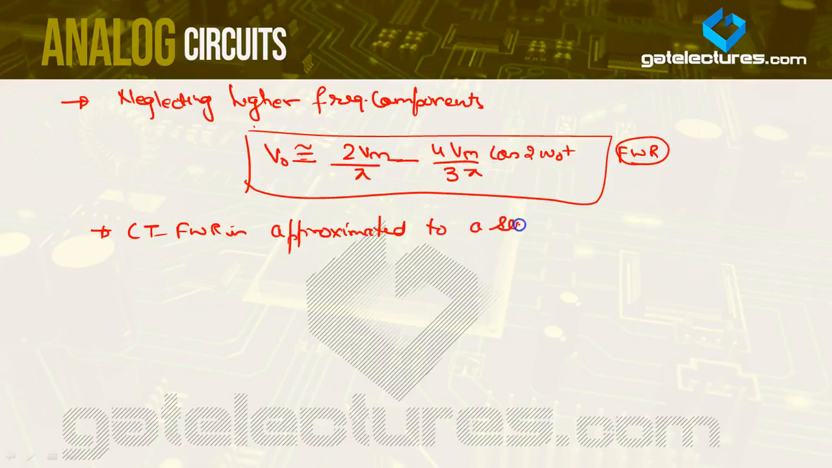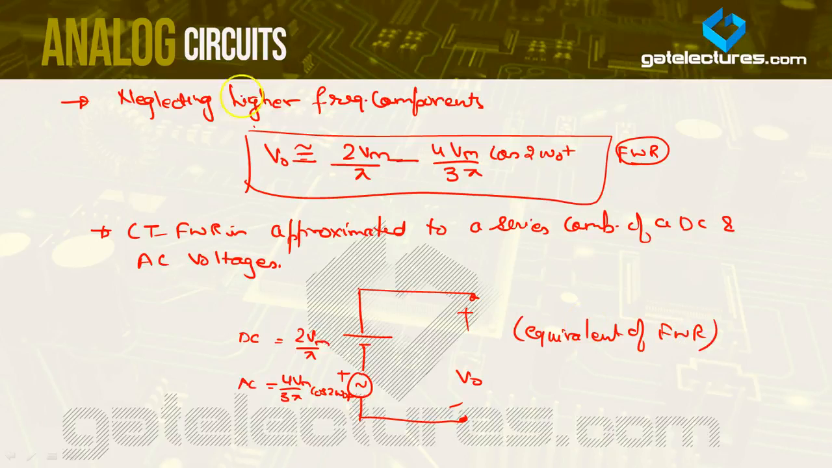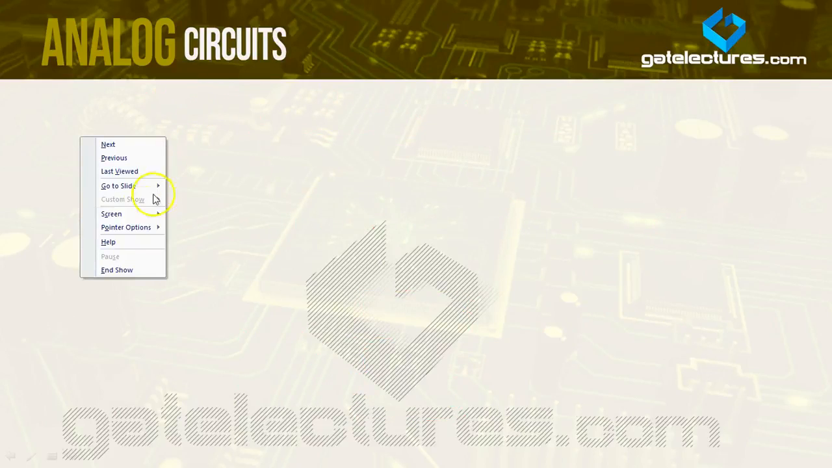So we can say a center tapped full wave rectifier is approximated to a series combination of a DC and AC voltage. How can we represent it? We can represent it with a DC and an AC voltage, and we can take the output voltage here. So this is VDC, which is 2 Vm by pi, and the AC part is 4 Vm upon 3 pi cos 2 omega naught t. This is how it will look. So this is basically the equivalent of a full wave rectifier.